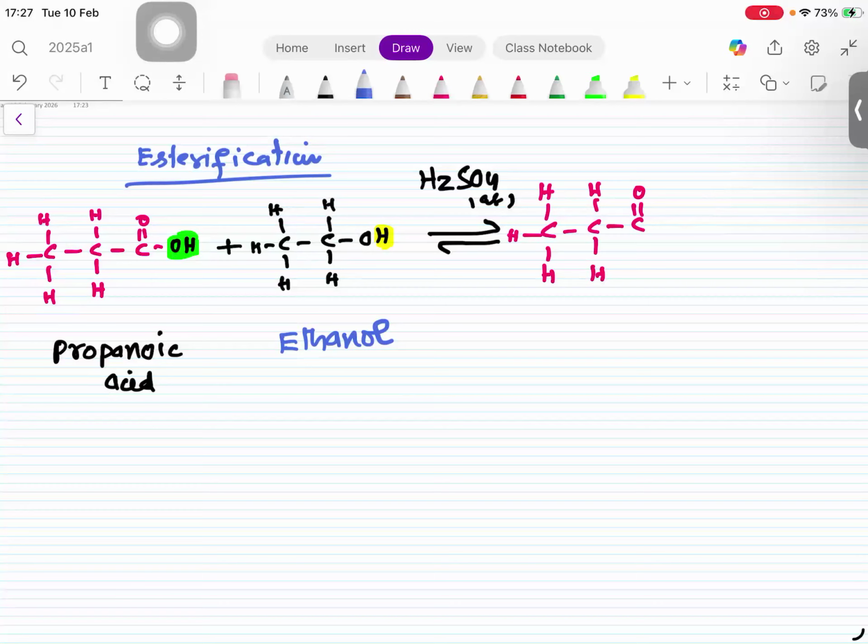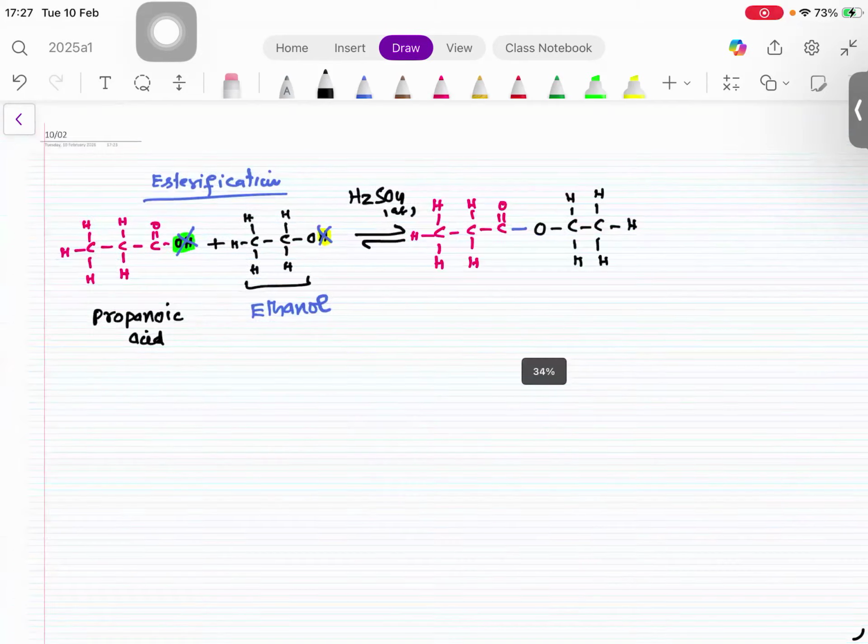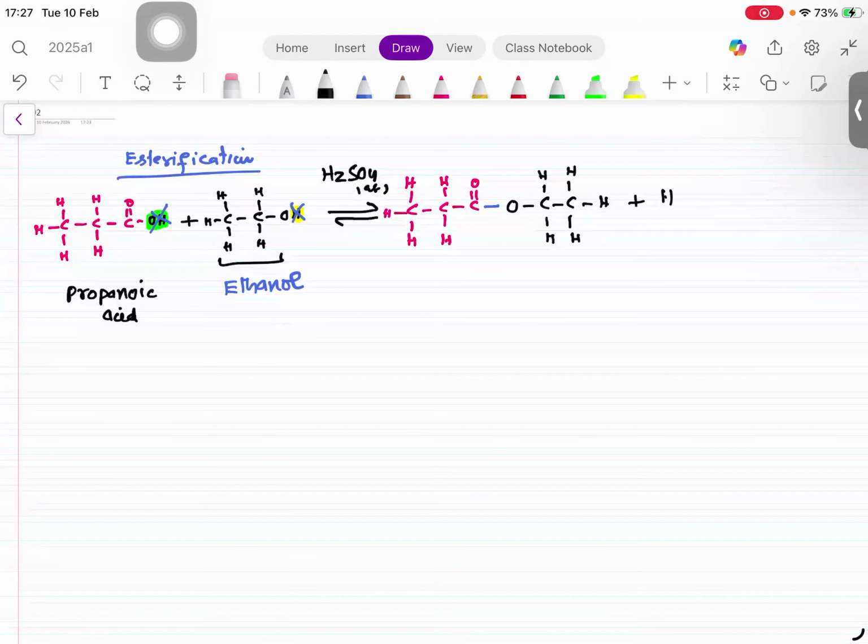And what about this? And then this OH is gone, this H is gone. So what is left? Then yes, next is O. And how many carbons with this alcohol? Sorry, 2 carbons. So here is the carbon, and here is the carbon. Plus H2O. So this is the ester form.